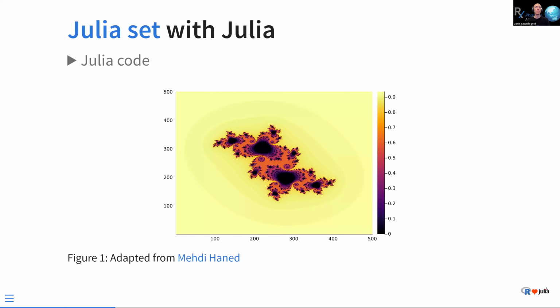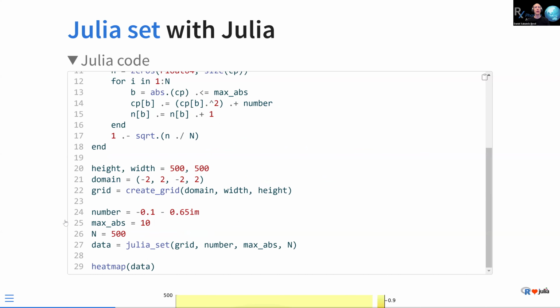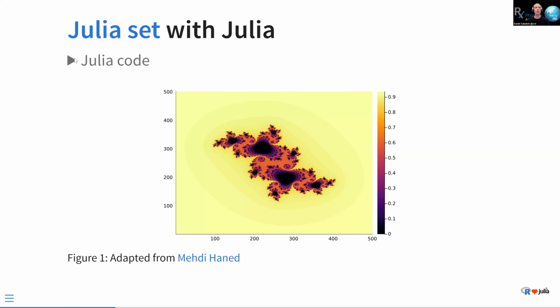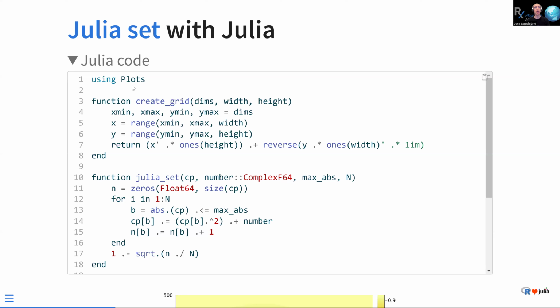Why is Julia called Julia? There's something related, which is the Julia set, which is a mathematical concept. And this code, which I adapted here from Mehdi Hanet, is actually using Julia code. Besides producing this very nice image of a Julia set, you see a little bit about the syntax here. So we have some using statements, similar to Python. We have no brackets for function definitions, indentation only. That's also like in Python.